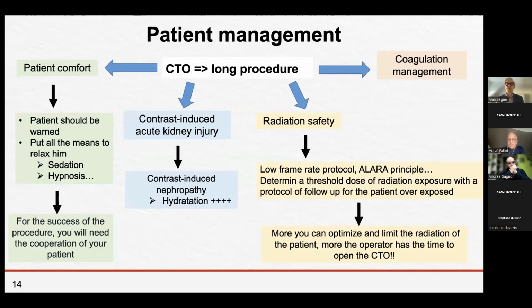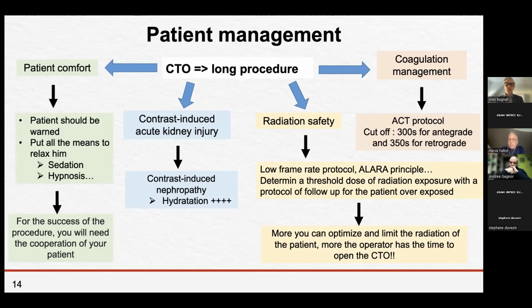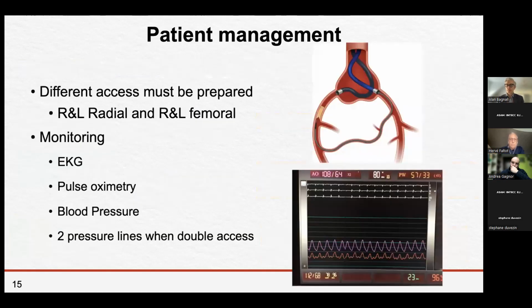The last impact is the coagulation management, with the ACT protocol with a cutoff of 300 seconds when you are in the antegrade approach, 350 when you are in the retrograde approach. And you have to verify the ACT every 30 minutes. It depends on the center, but in my center, every 30 minutes we check the score.